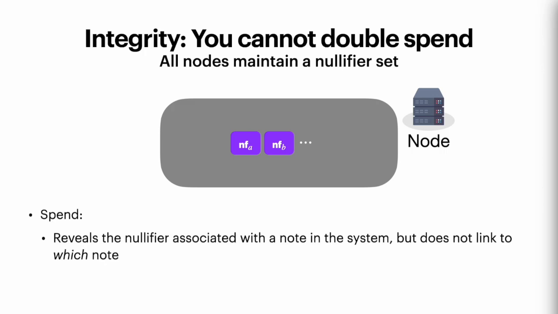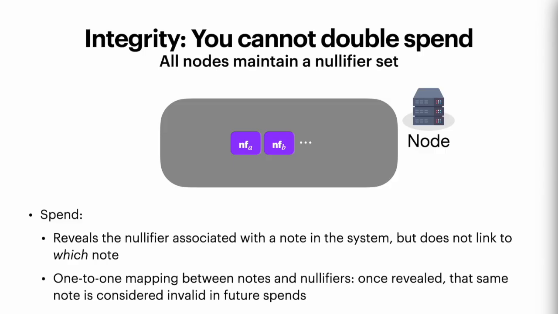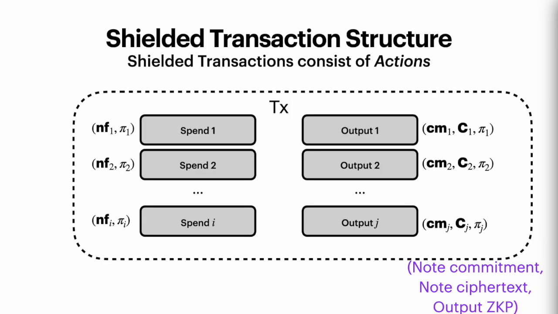And there can only be one valid nullifier per note. So spends reveal a nullifier. It's like a serial number associated with a note in the system, but doesn't link to which one. And there's a one-to-one mapping between notes and nullifiers, although that is not public. So once revealed, that same note is considered invalid in future spends. So now on our spend, we have a nullifier, the serial number that is revealed, and a spend zero knowledge proof.